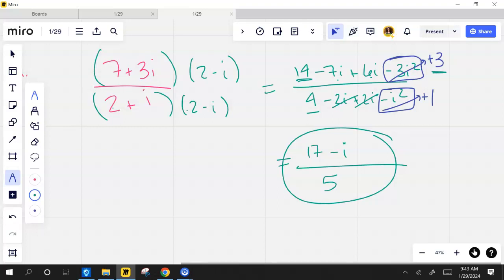What else? Y'all seem to have taken to imaginaries a little better than some of the other stuff. What do you think? Complex imaginary? Anything else?